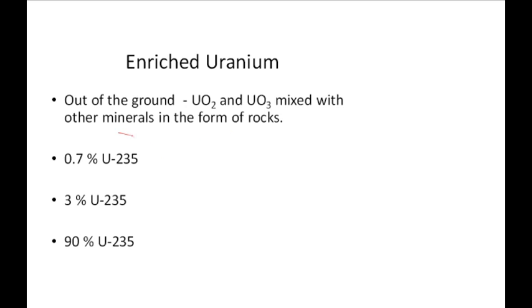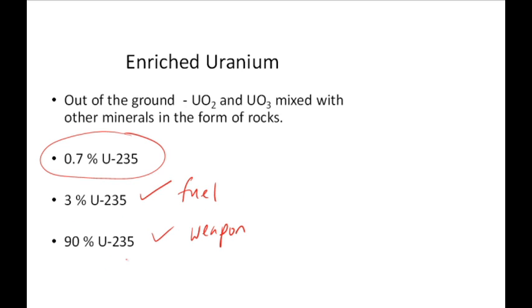And as it is, that uranium is only about 0.7% uranium-235 when it comes out of the ground, so it has to be enriched to get it up to fuel grade. Fuel grade uranium would be about 3% uranium-235, the rest would be uranium-238, and weapons grade uranium has to be about 90% uranium-235. The enriching of uranium to get up to these higher concentrations of uranium-235 is an expensive process.